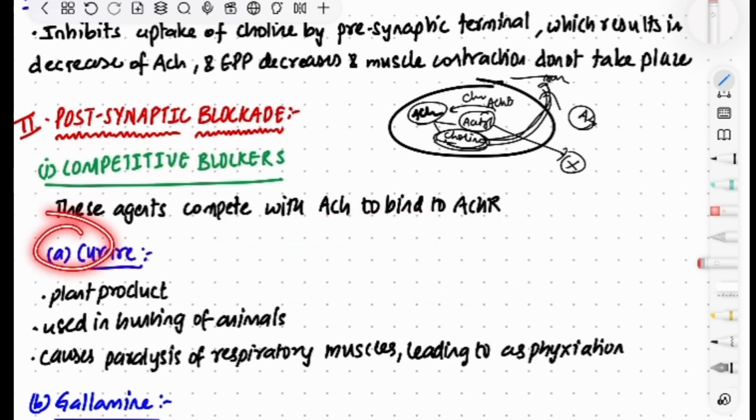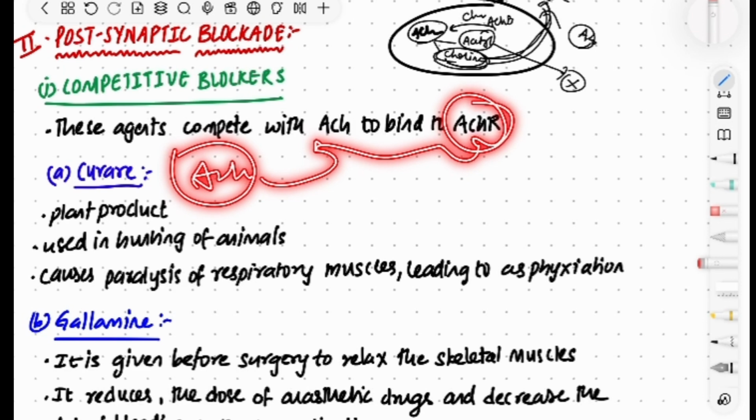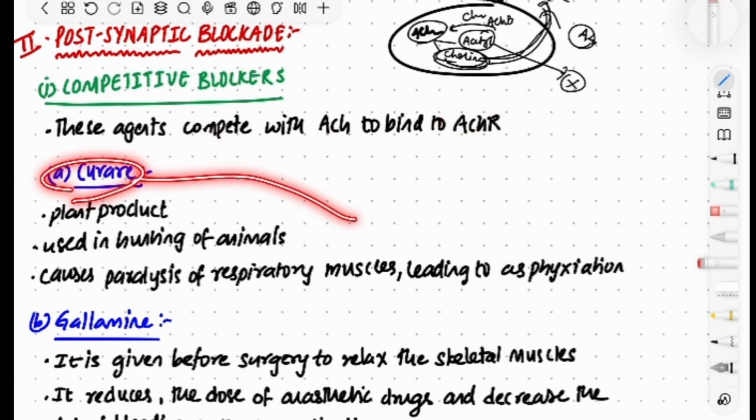So the first one is curare. This curare is a plant product. It is used in the hunting of animals and it causes respiratory paralysis, the paralysis of respiratory muscle leading to asphyxiation. So this curare competes with acetylcholine to bind with acetylcholine receptors, leading to the paralysis of respiratory muscle, asphyxiation and death.